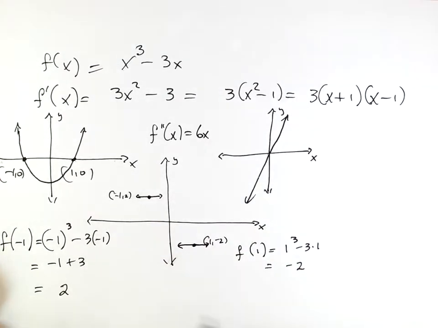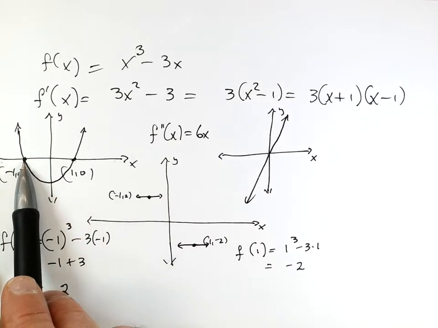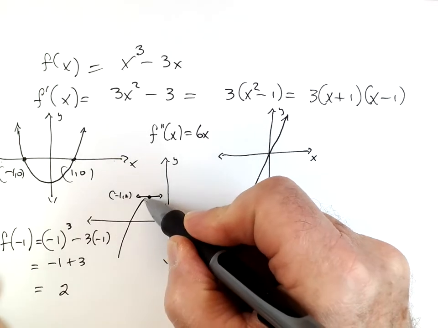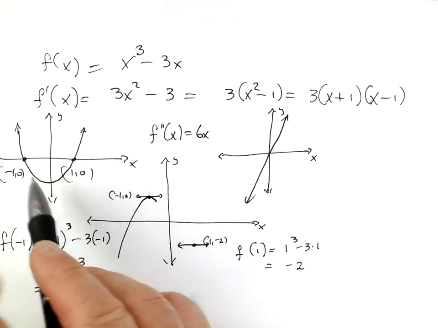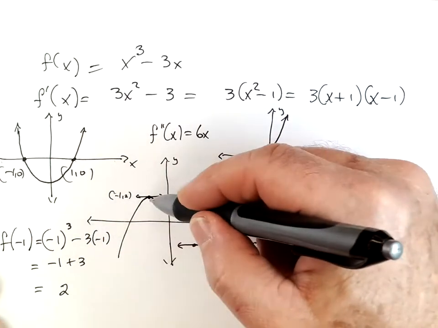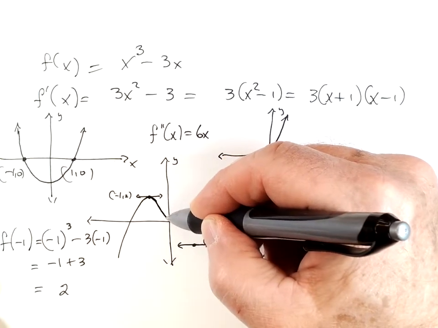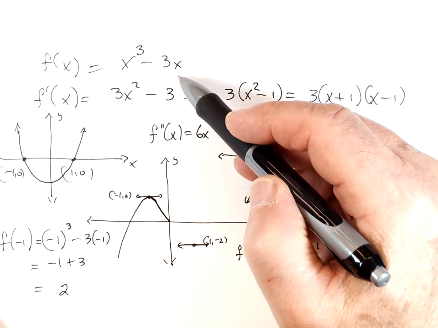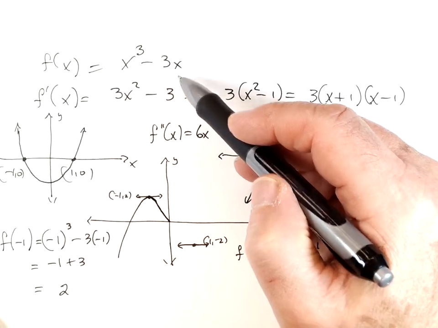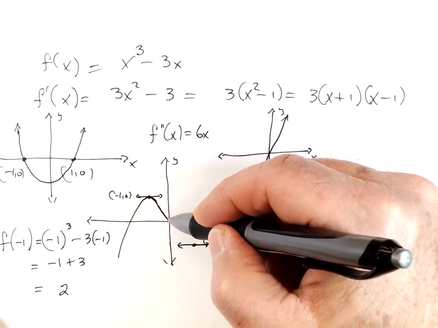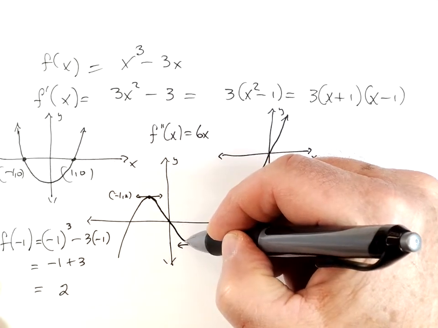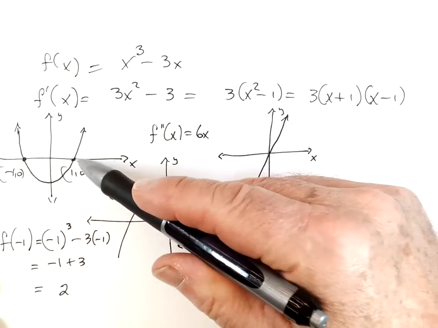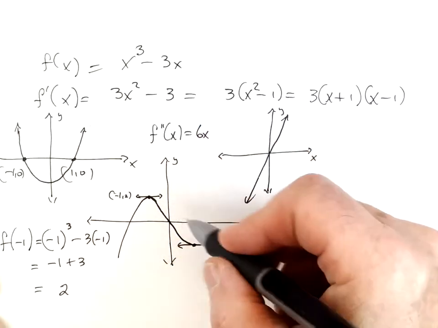First derivative tells us the graph is rising for x less than -1, has a horizontal tangent. It's falling between -1 and 1. We also know this graph of the original function has a y-intercept of 0. When x is 0, y is 0. It goes right through the origin. Has a horizontal tangent. And then what? It starts rising again where the first derivative is positive.